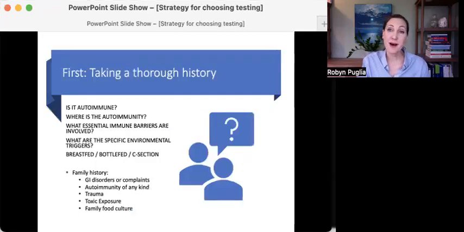Okay, so the first part of appropriate assessment is taking a thorough history. It doesn't start with the testing. Some of the questions that we're thinking about as we are taking the history, and we'll be bringing this through into our assessment of which test to choose: is it autoimmune? Perhaps your person already has a diagnosed autoimmune disease, in which case it is yes. But is there a question mark? Could this be an undiagnosed or developing autoimmune disease that we need more information to decide whether this is true or not? If it is autoimmune, where is the autoimmunity?